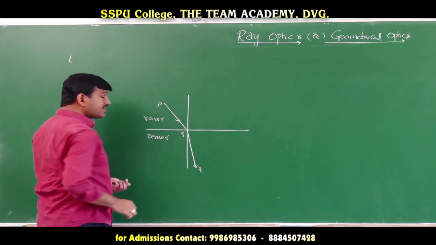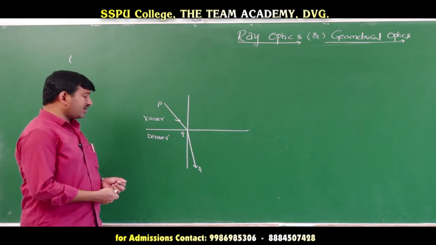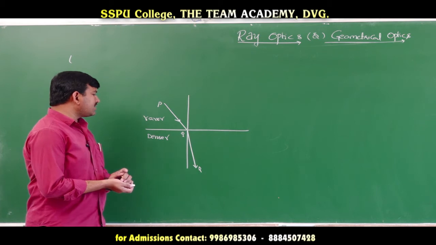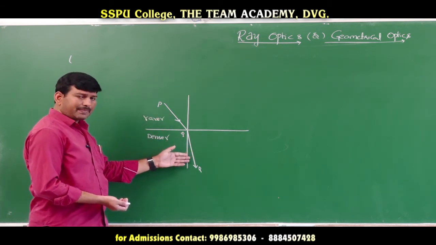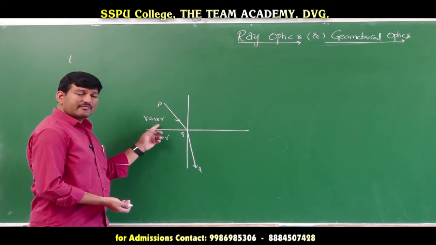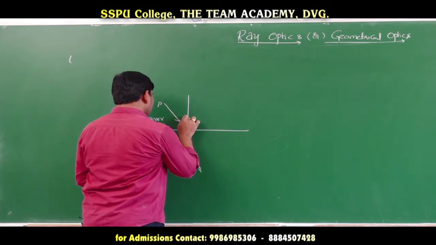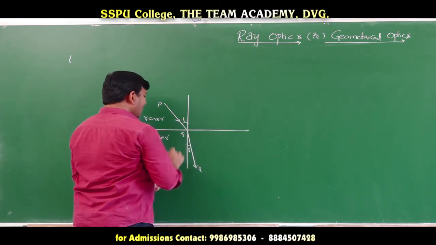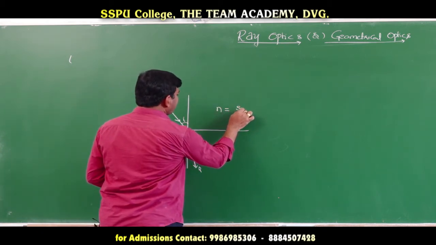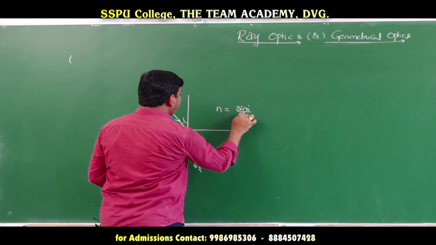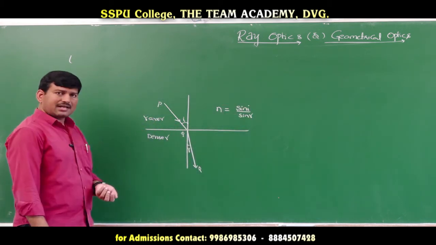That means sometimes by seeing the ray diagram, we must be in a situation to say which is rarer and which is denser. As it is bending towards the normal while traveling from one medium to another, this medium is the denser medium and this medium will be the rarer medium. Now here this is angle of incidence i and this is angle of refraction r. According to Snell's law, n is equal to sin i divided by sin r.